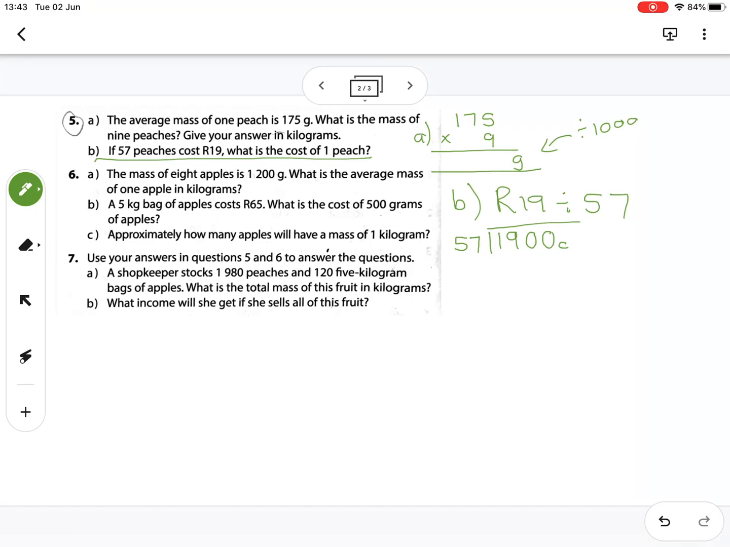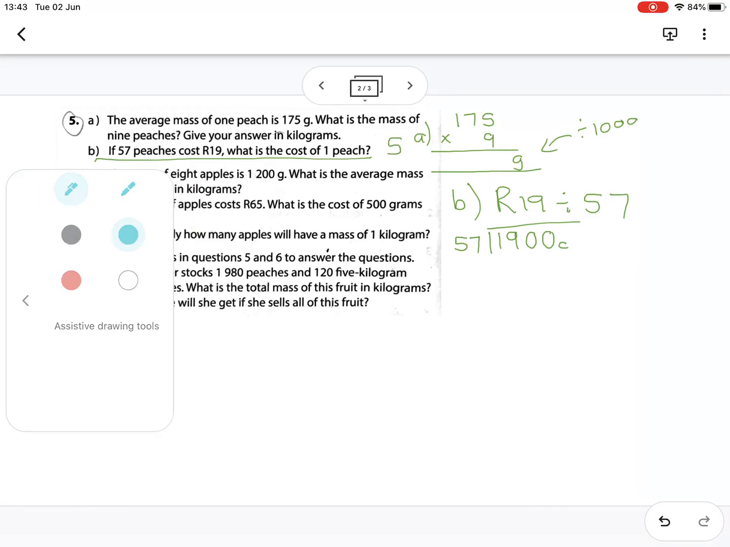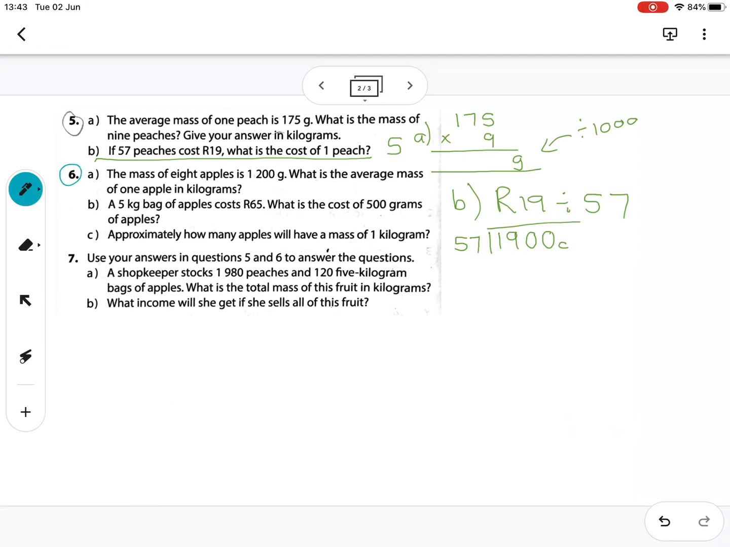Okay, let's see what else. Okay, let's look at number 6. That was 5. Let's go for a different color. 6A. The mass of 8 apples is 1,200 grams. What's the average mass of one apple?